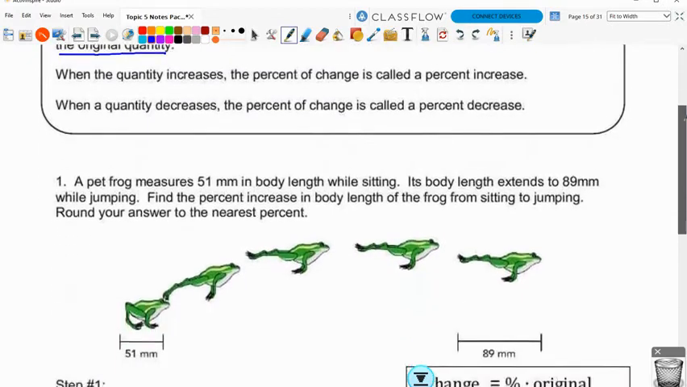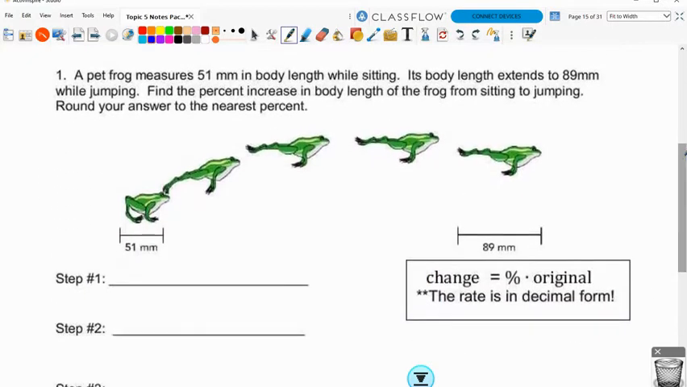In our first example, we have a pet frog, and it measures 51 millimeters in body length while it's sitting. And we can see that here at the beginning of the picture. It's sitting. The body length is 51 millimeters. Its body length extends to 89 millimeters while jumping. At the end of the picture here, while it's jumping, we can see the body length has extended to 89 millimeters. We need to find the percent increase in body length of the frog from sitting to jumping. And at the end, we're going to round our answer to the nearest percent.